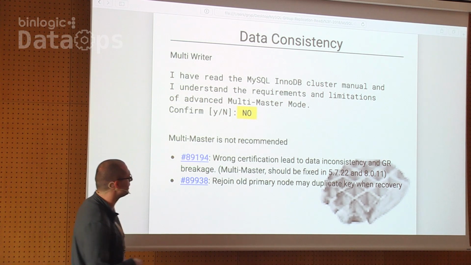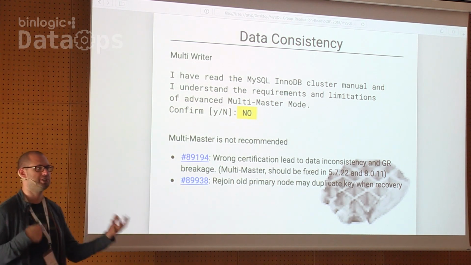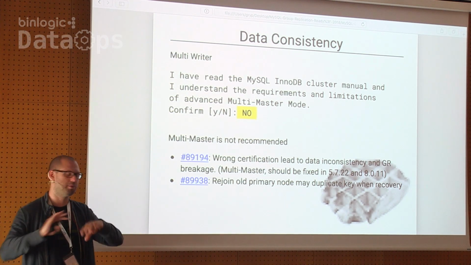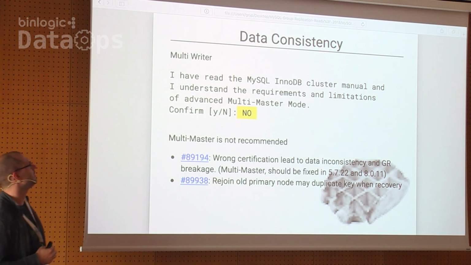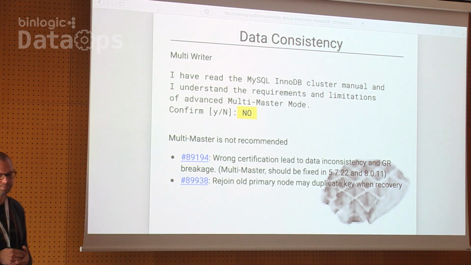So here are two things, some certification that can lead to data inconsistencies. There's also some issues with schema changes, that if you do schema changes on multiple nodes at the same time of the same table, things can break as well. So keep that in mind. So at the moment, only use single writer mode, which is the default.